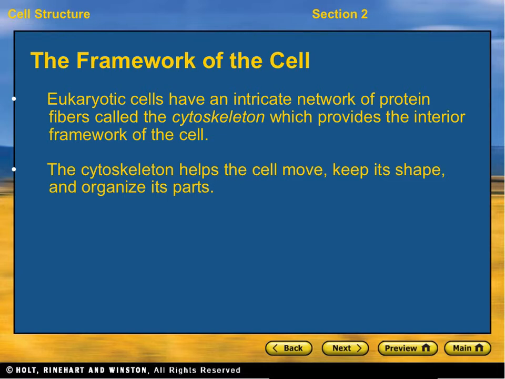The cytoskeleton of the cell is what gives the cell its shape, and it helps the cell move, and it helps organize its parts because it's the network of protein fibers that provides the interior framework of that cell.